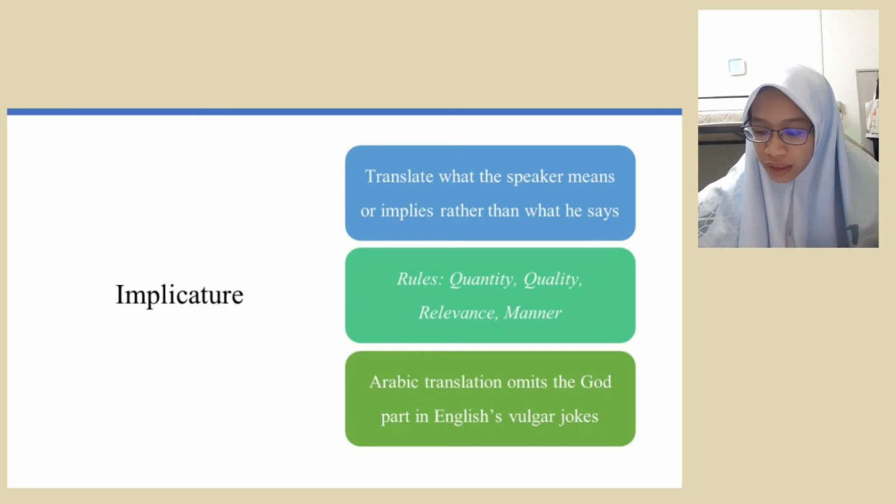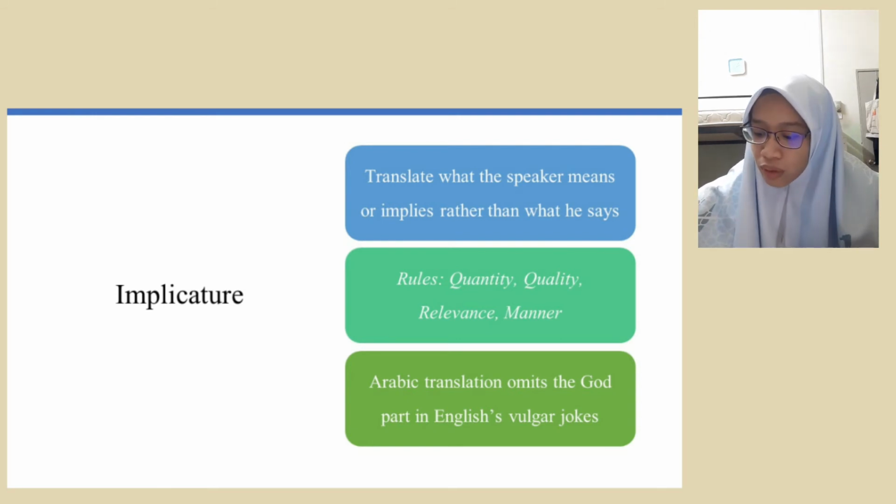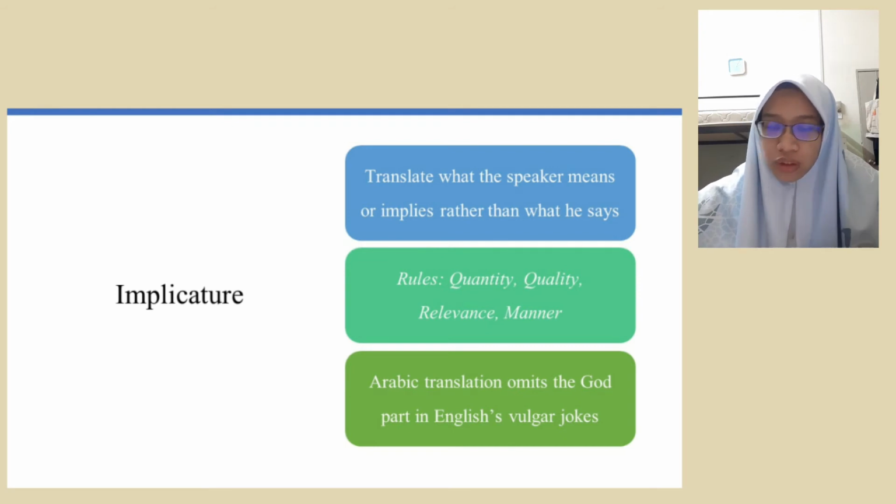The first one is the quantity. We put as much information as necessary, not too much, not too little. And quality, we only say what we know to be true. The third one is relevance. It must be relevant to the discussion or the conversation. And lastly is the manner. So we need to say what we need to say appropriately.